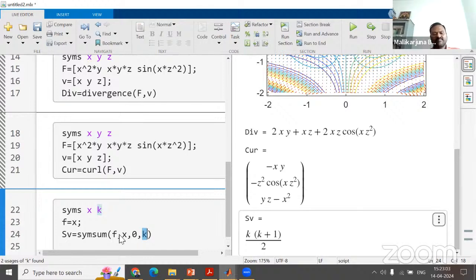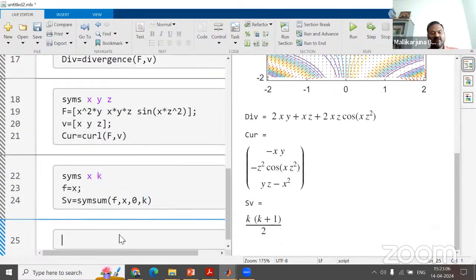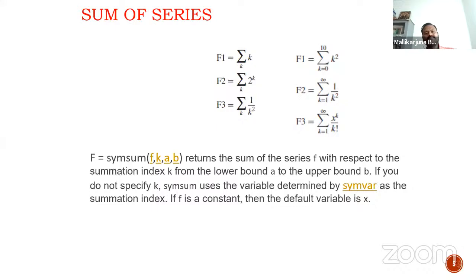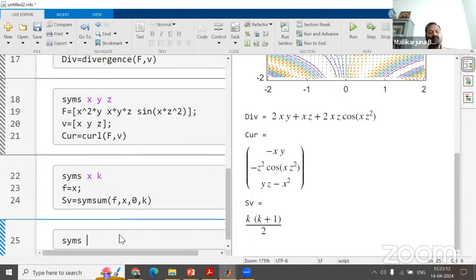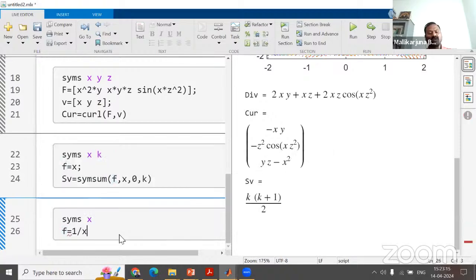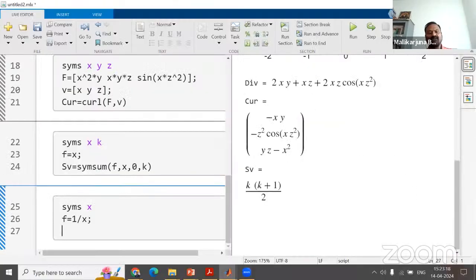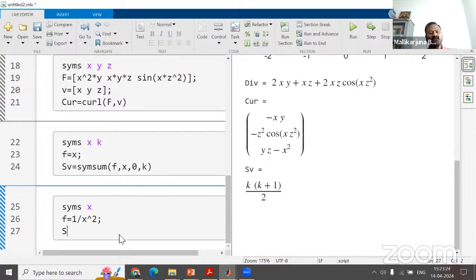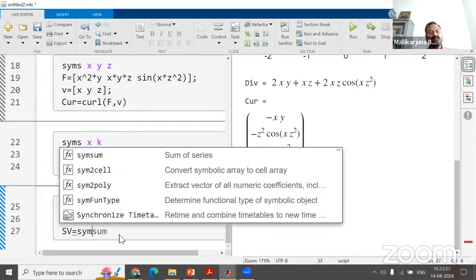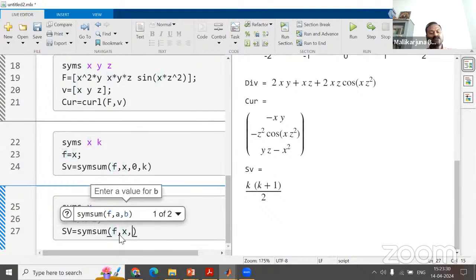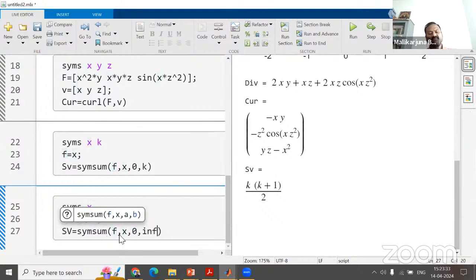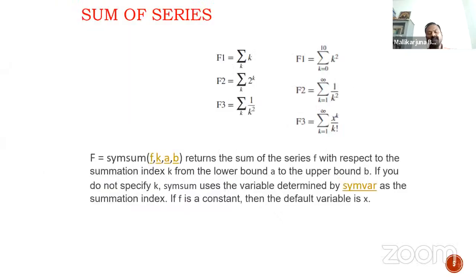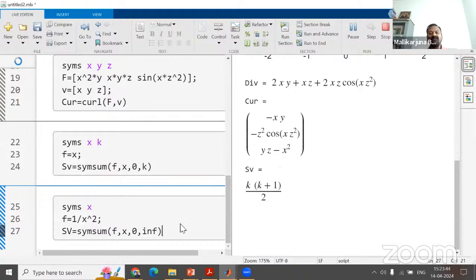The same thing, we'll try the next, another one with infinity. So same x, f is equal to 1 by x. Sorry, you take 1 by x square, suppose. Yeah, 1 by x square. Summation value, same, f, x, 0 to inf, up to infinity. So here f is the summation of 1 by k square, k runs from 1 to infinity. For that we are trying. You can see the value.